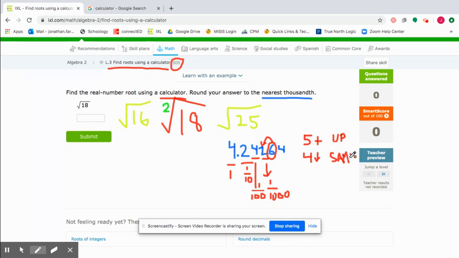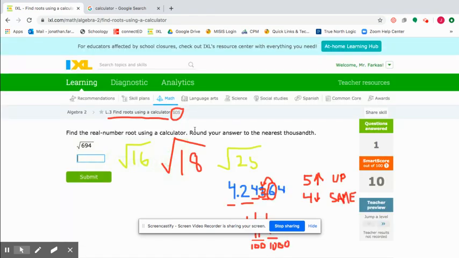Since I put a down arrow, let's make this an up arrow. I think that'll make more sense. All right, so since the 6 is greater than a 5, we're rounding this up. So this 2 would become a 3. So this will be 4.243. Great. Let's try this one.